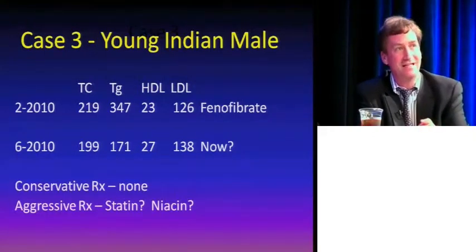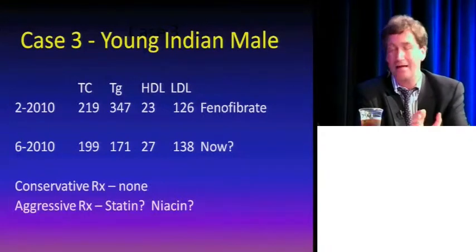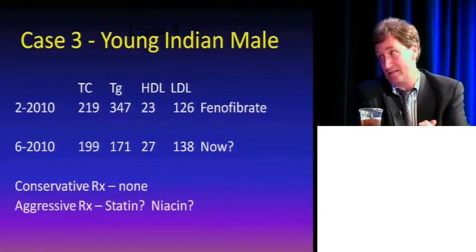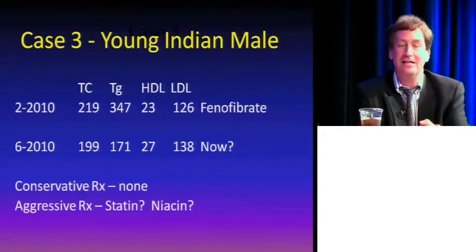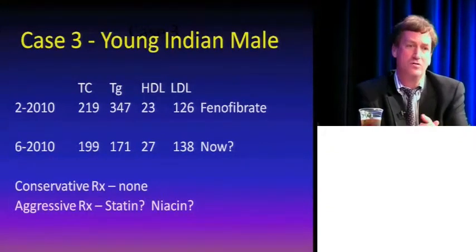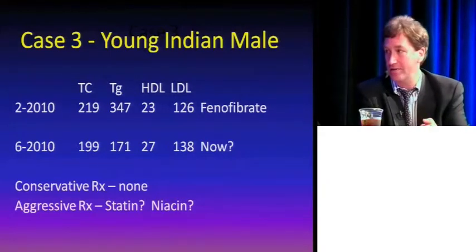If you want to be aggressive, I'd get his LDL well below 100, and add a statin or add niacin. This guy didn't want to deal with the flushing, so he chose the statin. And what we did is dose him with the statin that would get his LDL down to around 70.